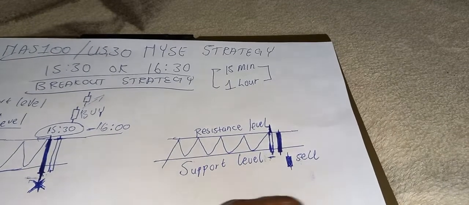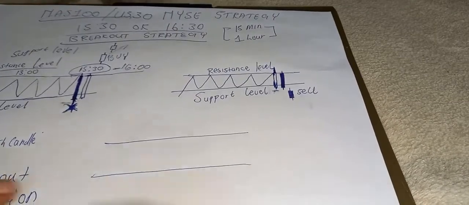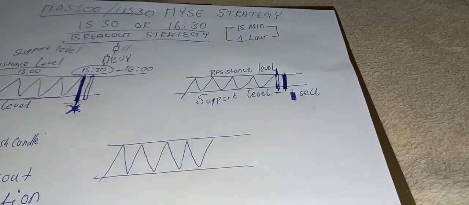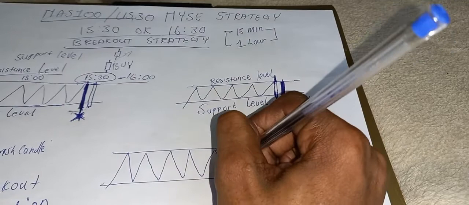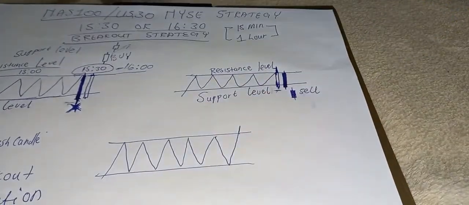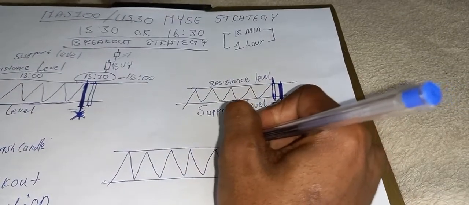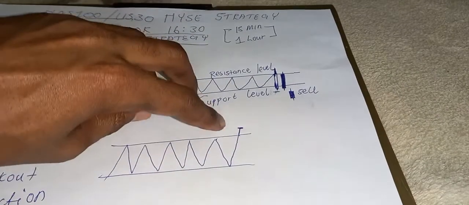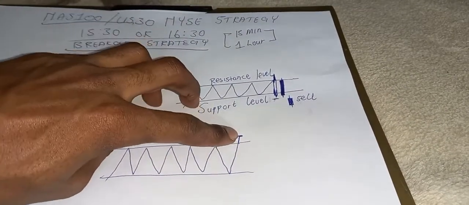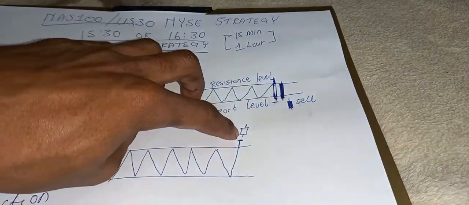Now in simple terms, you have a channel. This is a channel, right? When you have a channel, what do you do? You wait for a breakout. Now if the market breaks above the resistance level, you wait first for the market to close above this resistance level. You wait for the market to close above, then you can enter for the second candle.